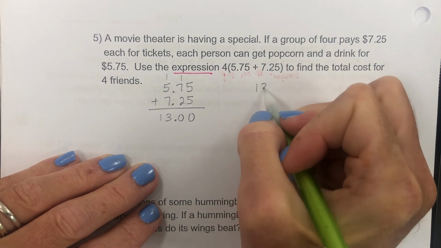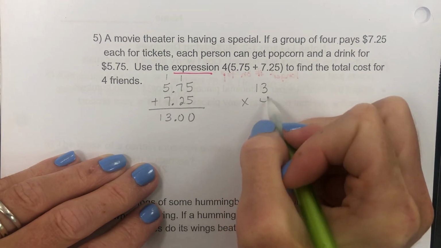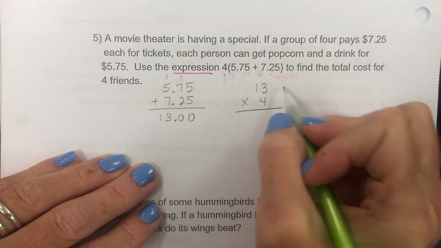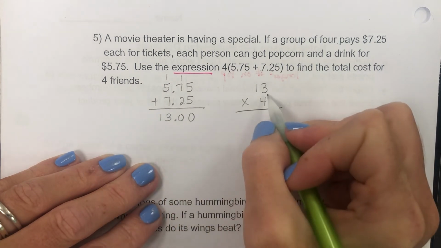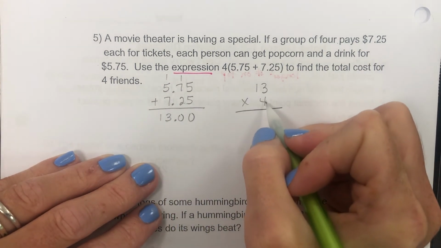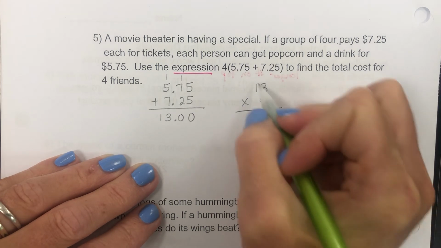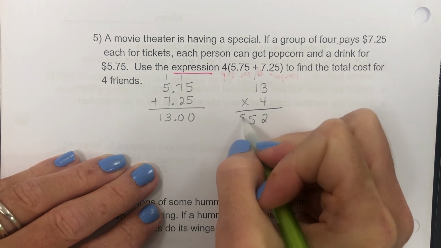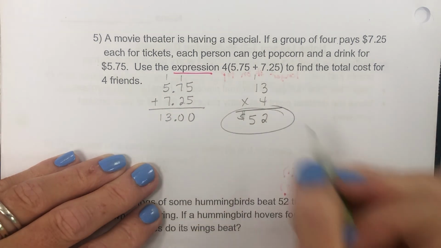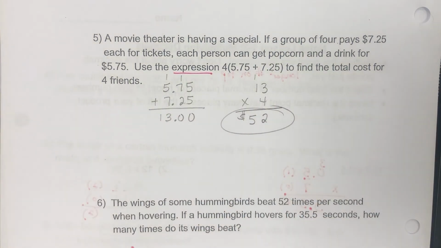So I'm going to put 13 on top because it's longer than 4. I can put 13.00 if I want to, but $13 is the same as written 13 without a decimal point. 4 times 3 is 12, carry my 1. 4 times 1 is 4, plus 1 is 5. So it looks like they will pay a total of $52 for 4 friends.